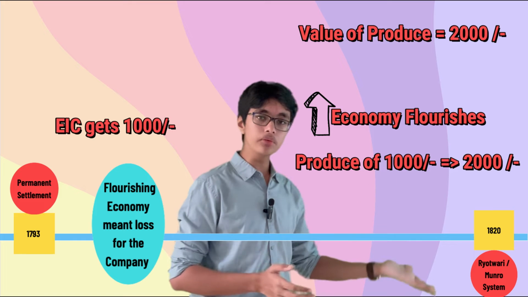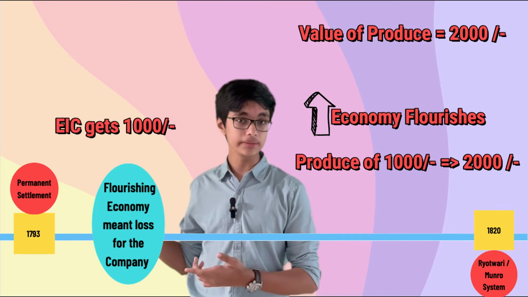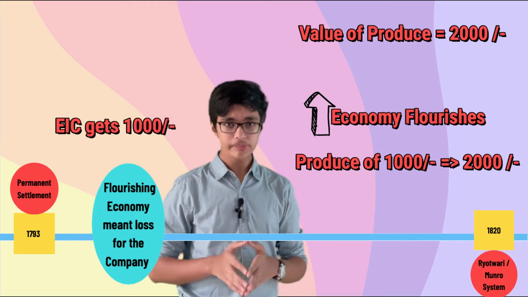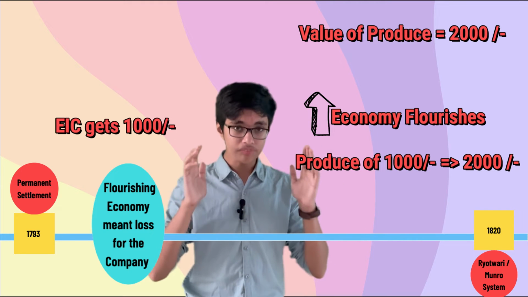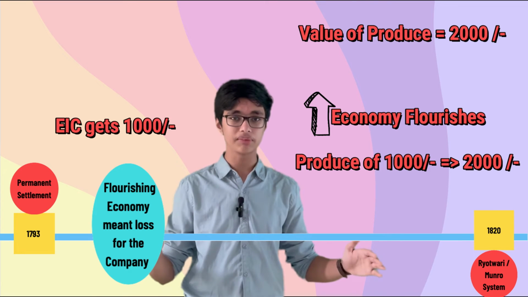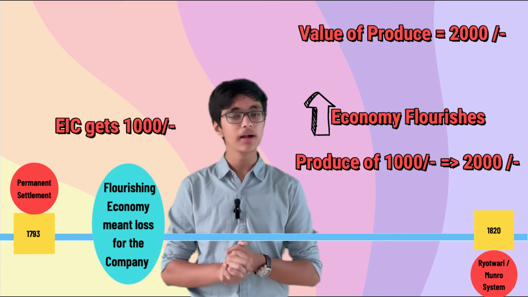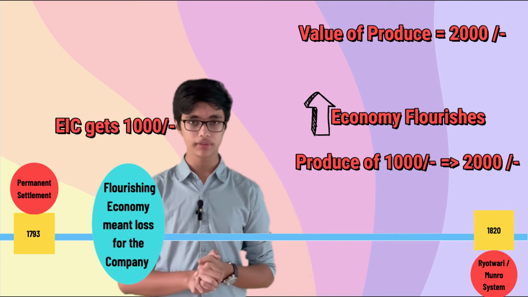So here, both the peasant and the zamindar were at profit, but the East India Company was not. So that was the first problem. Because of the fixed rates, the East India Company, regardless of how the economy was, received the same profits, which in most cases turned out to be negative for them.